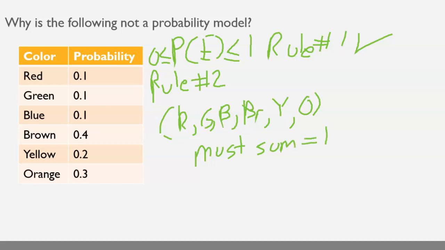So then all we have to do is add up their probabilities. So here, we'll go through. 0.1 plus 0.1 is 0.2. 0.2 plus 0.1 gives you 0.3. 0.3 plus 0.4 gives you 0.7. 0.7 and 0.2 give you 0.9. And then 0.9 and 0.3 gives you 1.2.